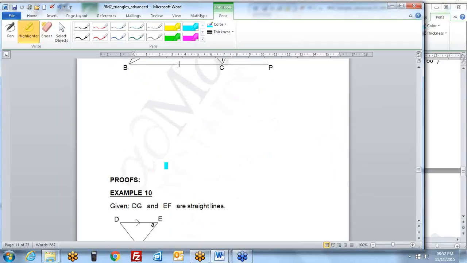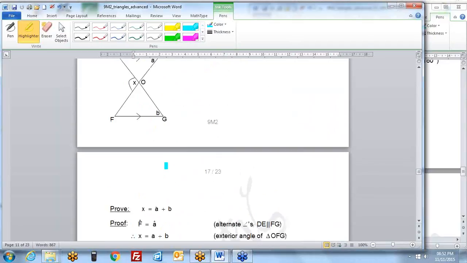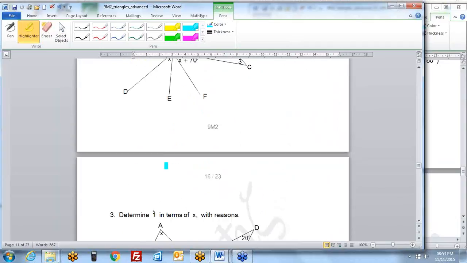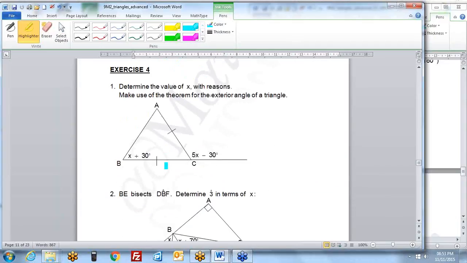Just number 1, 2, and 3. And then we will continue. So you're going to press pause now. You're going to give yourself 15 minutes in which to complete it. So press pause, work it out for 15 minutes, and then you press play. So you get 15 minutes now.